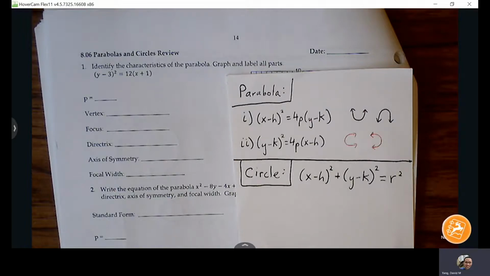Okay, we're good. So remember with parabolas, we have to identify the vertex, which is HK. Your H is going to be next to the x. Your K is going to be next to the y. And then 4P, right? You've got to get that 4P value.